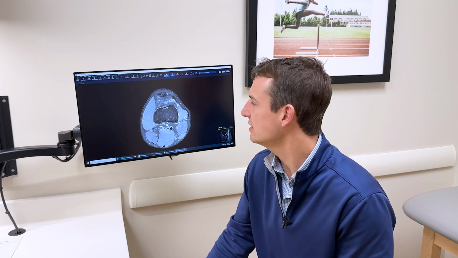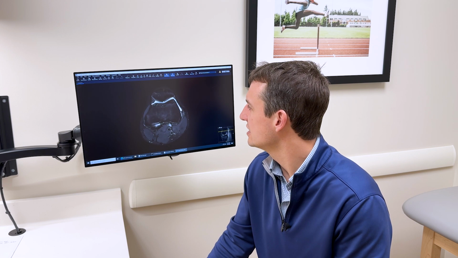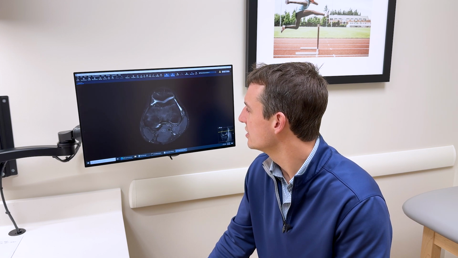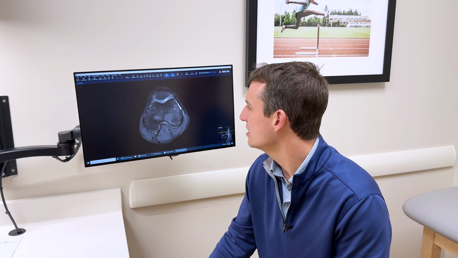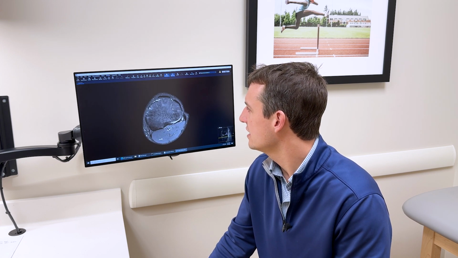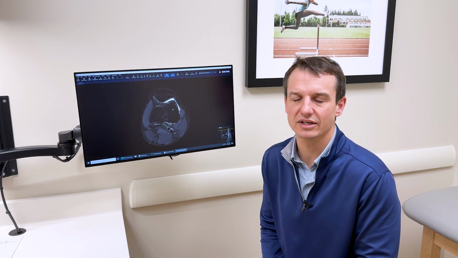And then the last thing I'll look at is the axial plane, and this really tells me if there's been a patellar dislocation or if there's any patellar maltracking. And here you can see that the patella is sitting in the trochlea of the femur. There doesn't appear to be any bone bruising here, and otherwise normal anatomy. And that's my quick way to look at a knee MRI.